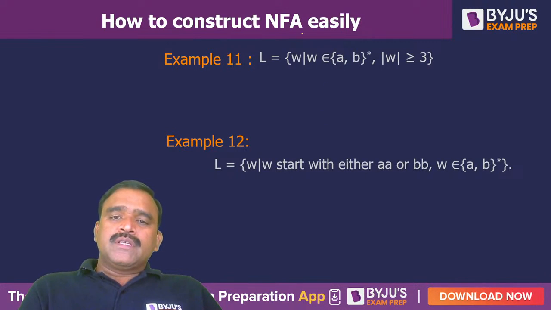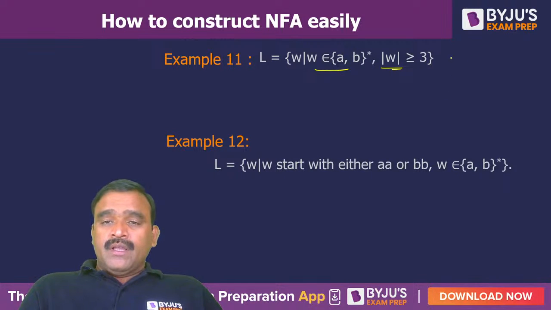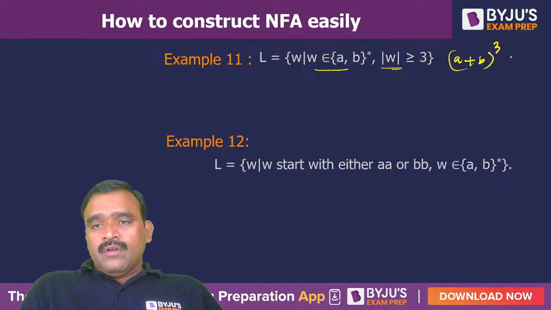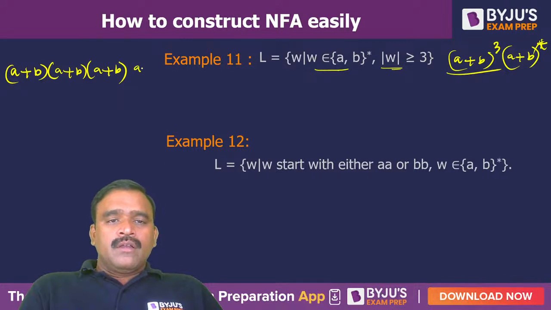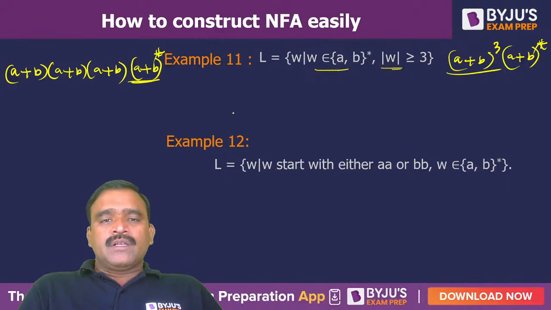L is equal to W such that W is a string of A's and B's, modulus of W greater than or equal to 3. Greater than or equal to 3 means the minimum string length is 3. That means (A plus B) whole cube, followed by any combination of A's and B's, so it is (A plus B) whole star. (A plus B) whole cube means you can write (A plus B) thrice: (A plus B), followed by (A plus B), followed by (A plus B), followed by (A plus B) whole closure. Only closure is applicable for the last one. So we can take it like this. So this is A or B.